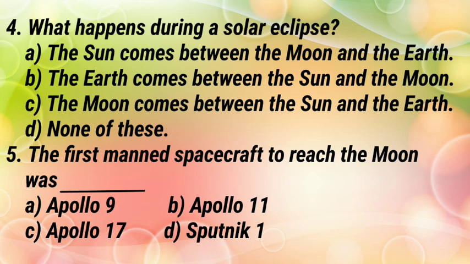4. What happens during a solar eclipse? A. The sun comes between the moon and the earth. B. The earth comes between the sun and the moon. C. The moon comes between the sun and the earth. D. None of these. Answer is C. The moon comes between the sun and the earth. 5. The first manned spacecraft to reach the moon was Apollo 11.